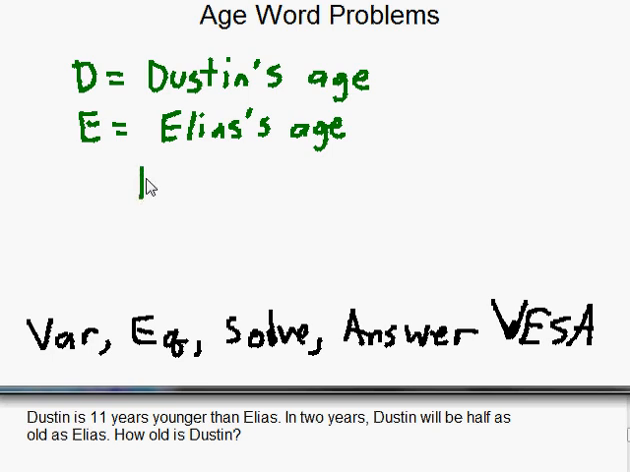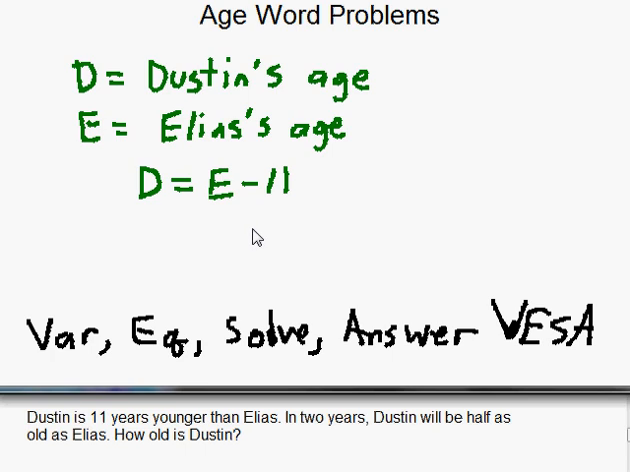D is equal to 11 years younger. 11 plus... E minus 11. E minus 11, right? Because this is Elias's age, and then you subtract 11, that's Dustin's age.